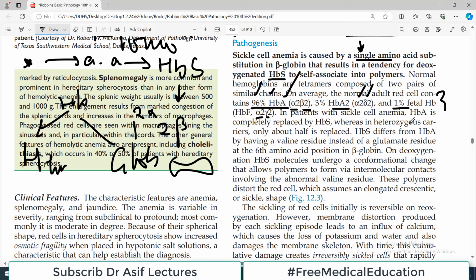In patients with sickle cell anemia, what happens is that hemoglobin A is completely, सुनें इस बात को, it's completely replaced by hemoglobin S. So we do not have the normal thing, but now we have hemoglobin S. और whereas in heterozygous, ये तो हम बात कर रहे थे कि जिनमें sickle cell anemia है, लेकिन जो heterozygous होंगे उसमें half of them is replaced, okay? So the patients are usually homozygous.